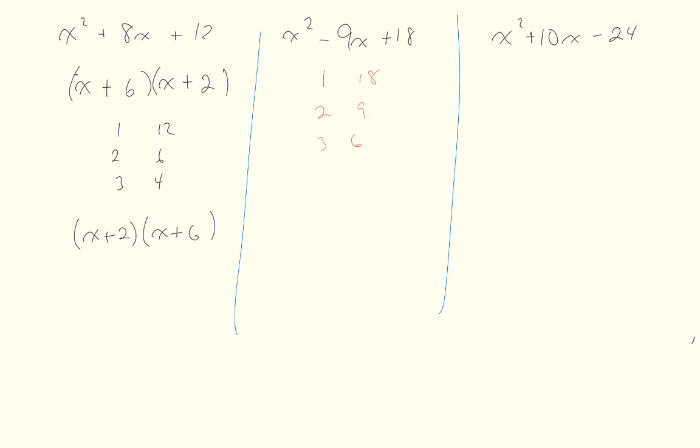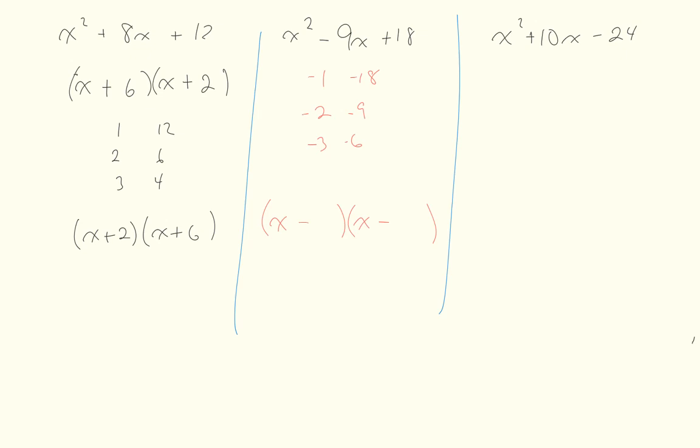Now, I'm going to make this point that, again, what do we know for sure? Well, we know x and x. We know that this is a positive product, so we either have a positive times a positive to give a positive, or a negative times a negative. Because this b value is negative, we know that these two numbers actually must be minus, right? So really, these are all minus 1 and minus 18, minus 2 and minus 9, minus 3 and minus 6.